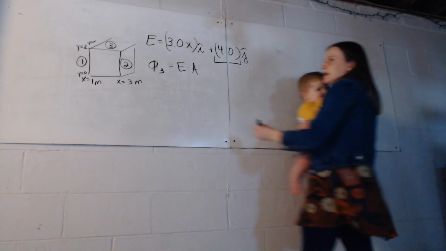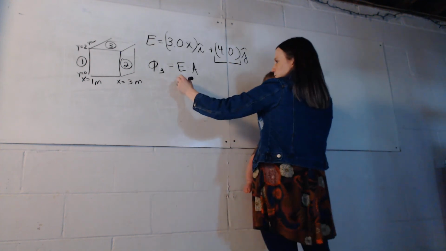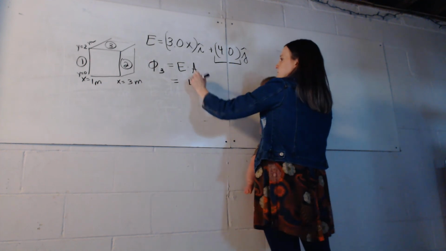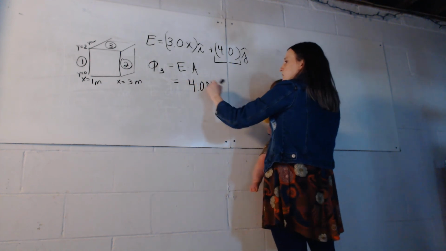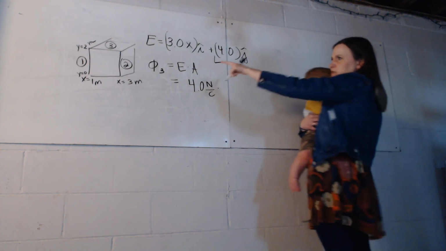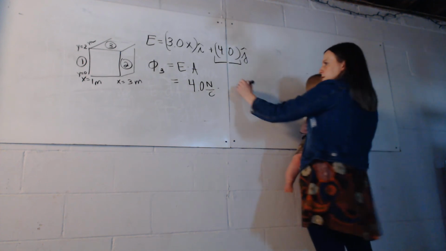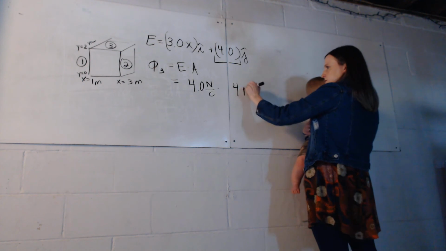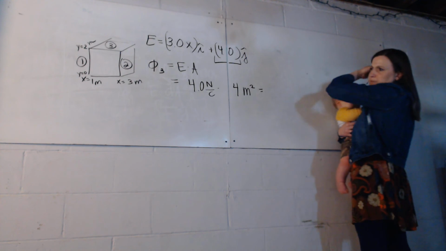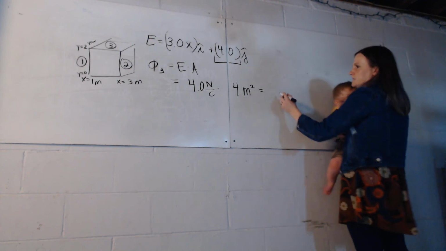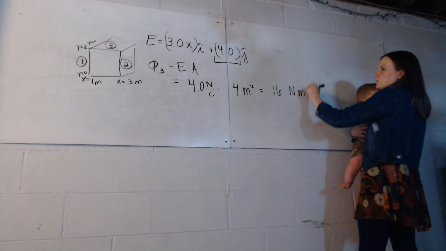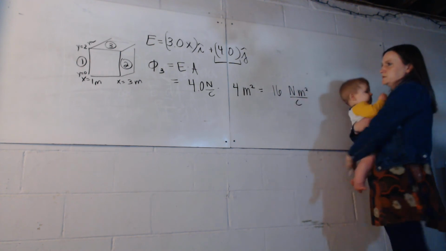So we say that the electric flux through surface 3 is equal to the electric field, which is 4 newtons per coulomb, times the area of face 3, which is, this is a 2 by 2 cube, right? So 4 meters squared. And so this gives me an electric flux that's positive, again, because it's piercing out of that surface. It gives me an electric flux of 16 newtons times meters squared per coulomb. This is the unit for flux.